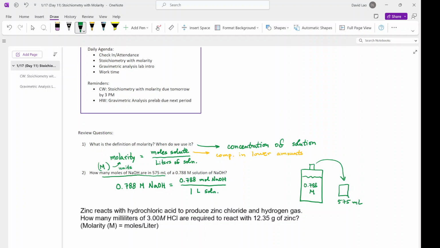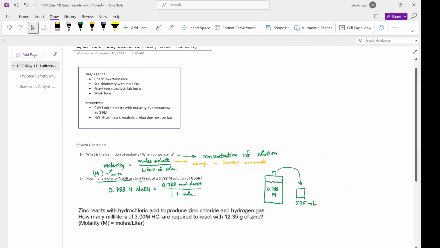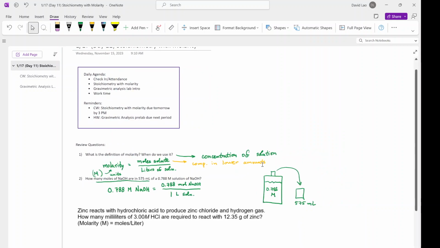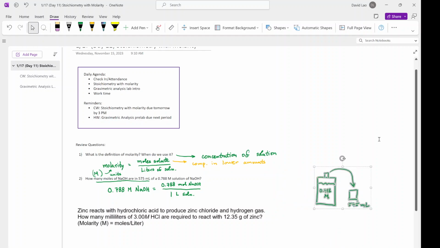So if I had 1 liter of this 0.788 molar solution of sodium hydroxide, there would be 0.788 moles of sodium hydroxide in that 1 liter. Again, we are not pouring out a whole liter, right? We're actually pouring out just 575 milliliters.